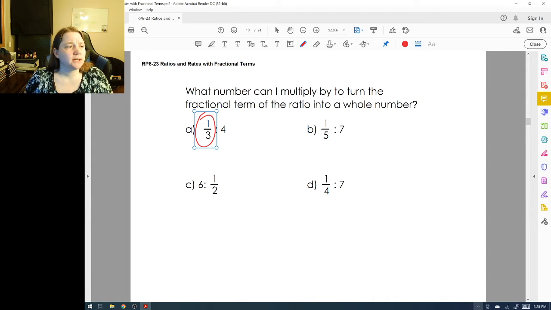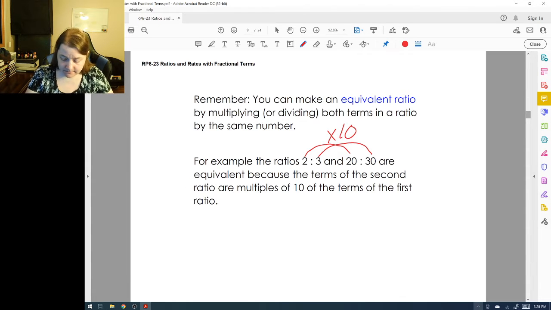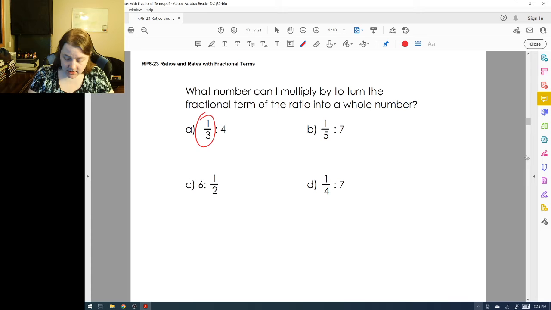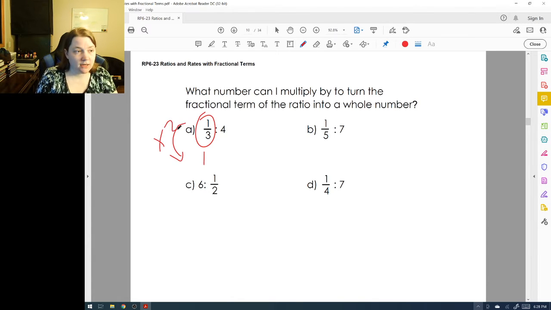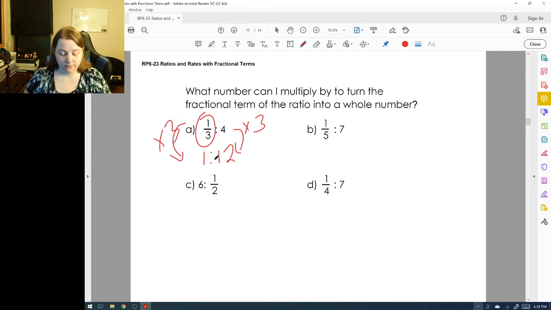So let's go ahead. To make 1/3, let's look back for a minute. I want to make 1/3 into a whole number, so I would multiply 1/3 times 3 to make it a whole number. 1/3 times 3 would make it 1. Because I'm multiplying 1/3 times 3, I also need to multiply 4 times 3. 4 times 3 is 12.